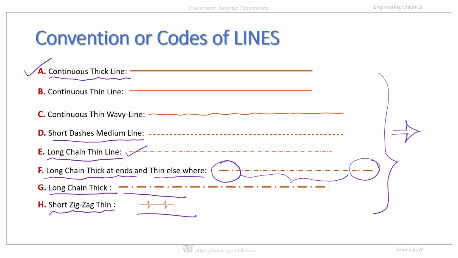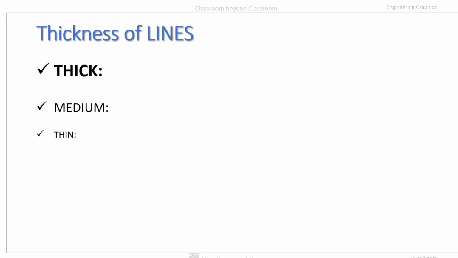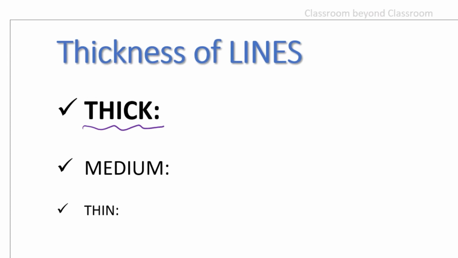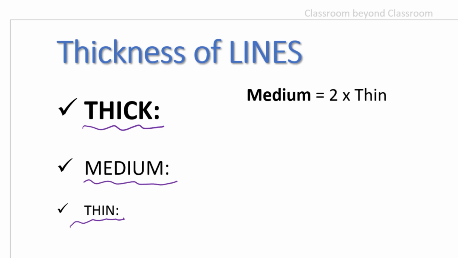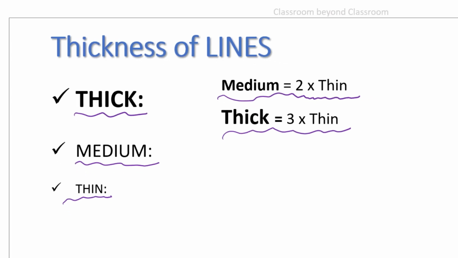Now let us understand the thickness of the lines. There are three types of lines so far as thickness is concerned. One is the thick line, another is medium line, that means its thickness is medium, and another is thin line. The thickness of the lines should be chosen according to the size and types of the line group used on a drawing. The standard convention is that a thick line should be 3 times the thickness of the thin line. Also, the thickness of the medium line is 2 times the thickness of the thin line.